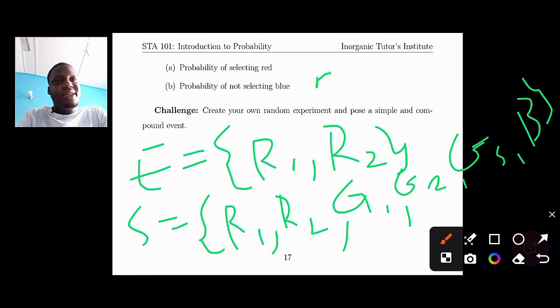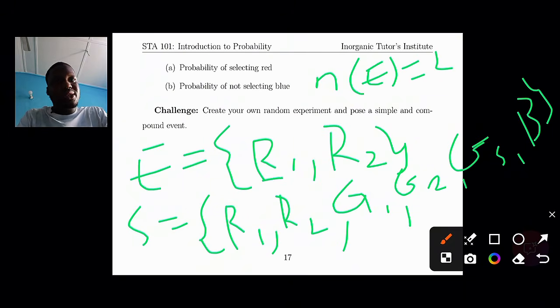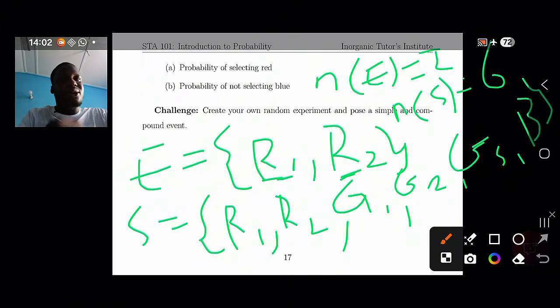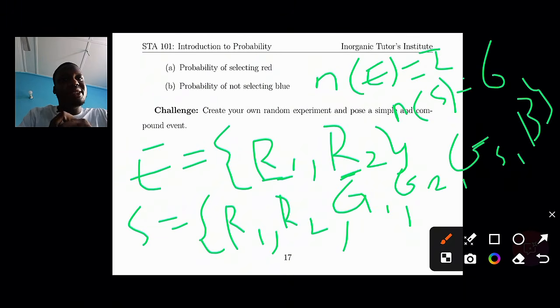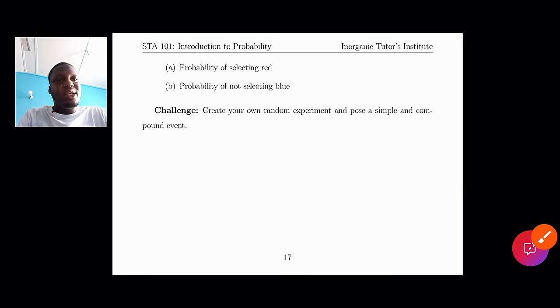So the number of events is 2. We just have 2 outcomes here, 1, 2. And the number of sample space is 6. We have 6 in total. In that case, the probability of selecting red is 2 over 6. Remember, probability is equal to number of events over number of sample space. Good.